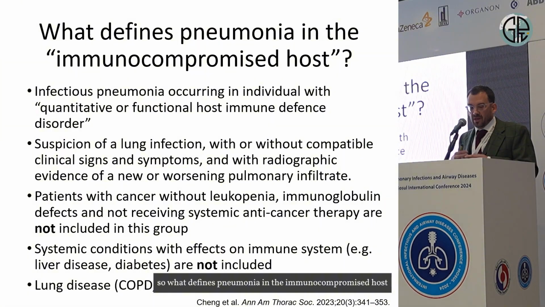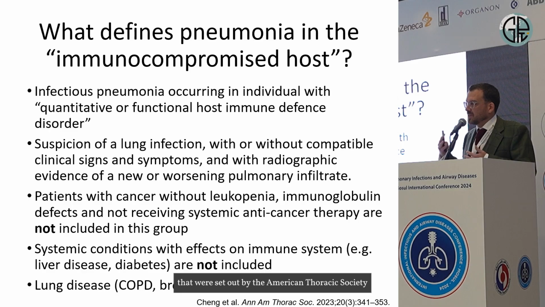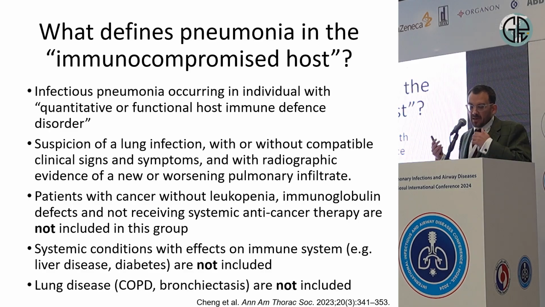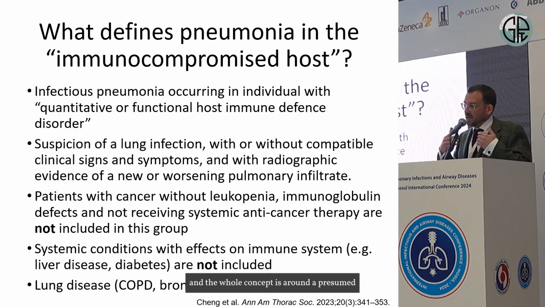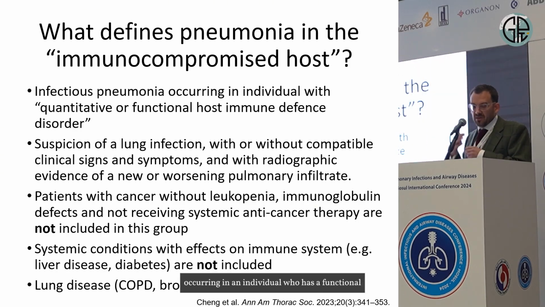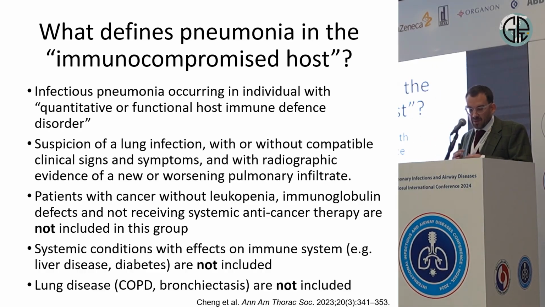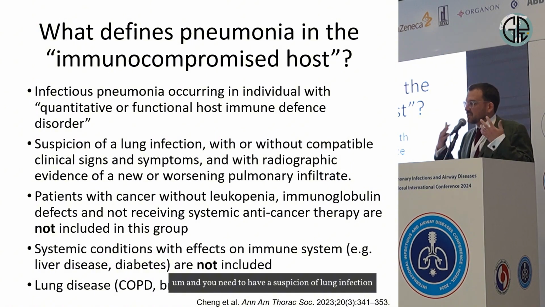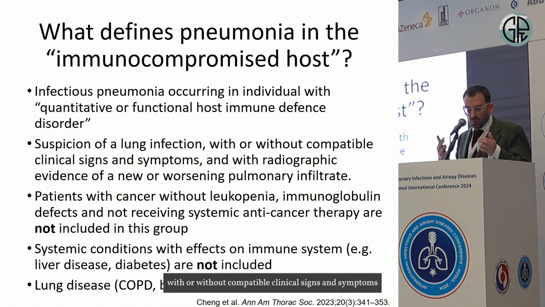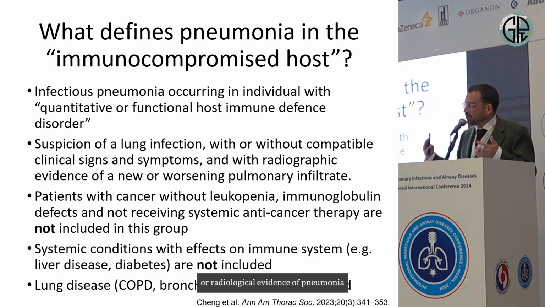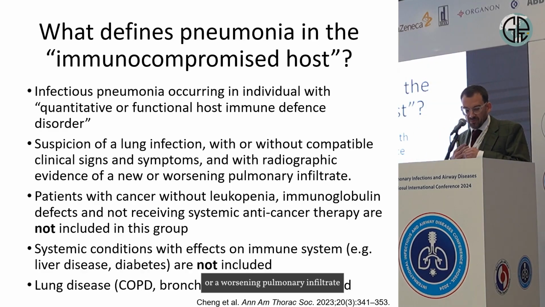So what defines pneumonia in the immunocompromised host? These are definitions that were set out by the American Thoracic Society. The whole concept is around a presumed infectious pneumonia occurring in an individual who has a functional host immune defense disorder. And you need to have a suspicion of lung infection with or without compatible clinical signs and symptoms, or radiological evidence of pneumonia. So either a new infiltrate on chest radiography or a worsening pulmonary infiltrate.